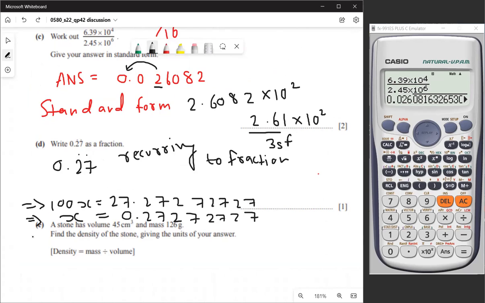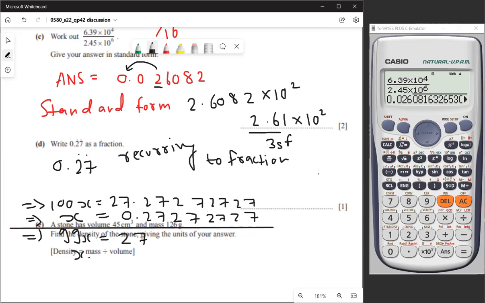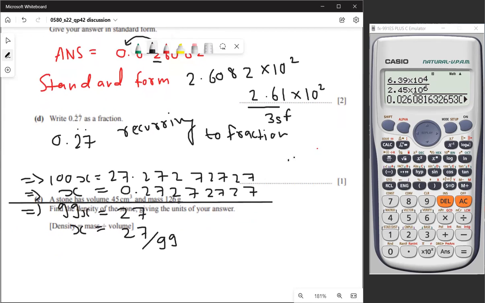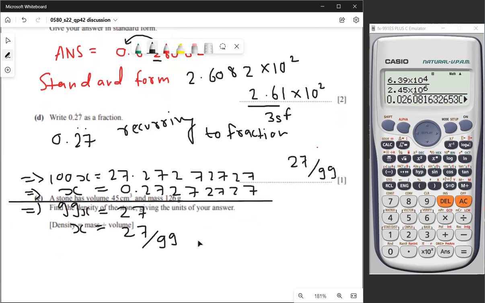So 100x minus x is going to be how much? 99x. 99x is equal to what? Oh, we're doing 27. I thought we were doing 27x. Therefore, what is x? x is 27 divided by 99. So it's a fraction now. At first, x was 0.272727. We can write this as the same as this. Fine. Any questions?